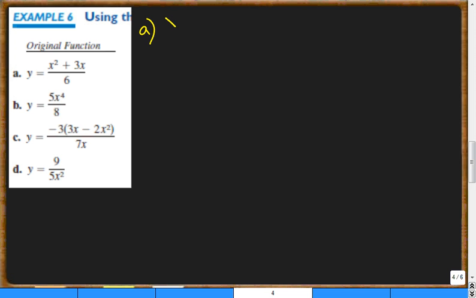Our first function says x squared plus 3x over 6. You'll notice that all of these have one thing in common: every denominator has a single term, and this makes things very, very easy. We can think of this as two fractions. This is a fraction that has been combined, and we just want to split it back up.